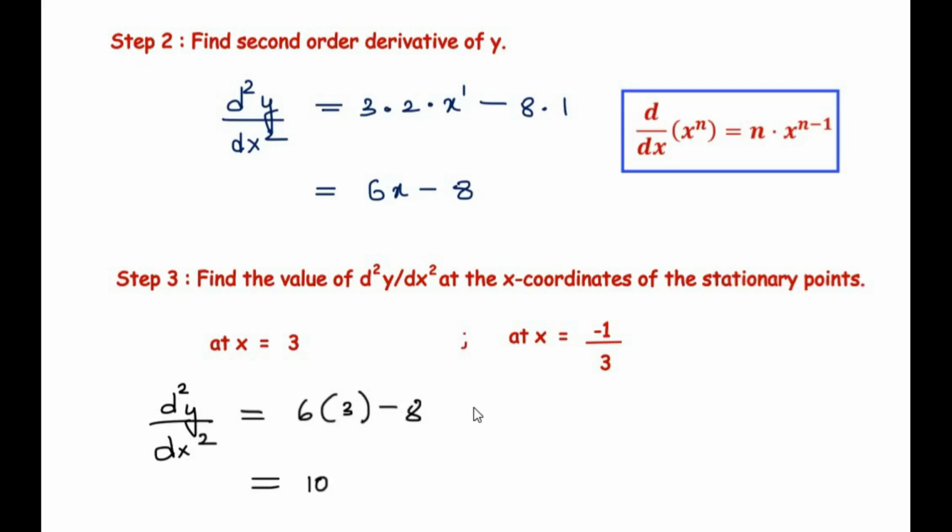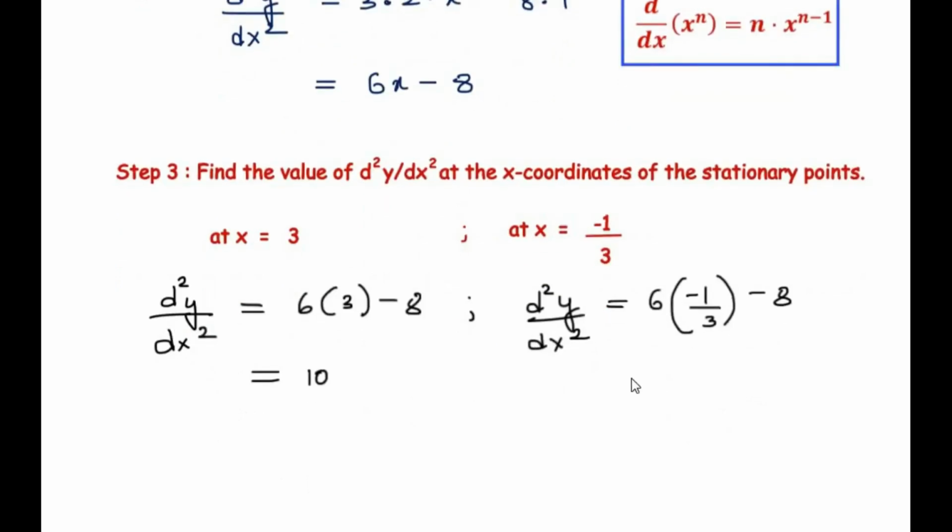Now repeating the same steps, we have d square y by dx square is equal to 6 times minus 1 over 3, so let us write here minus 1 over 3, minus 8. So this simplifies as, 6 and minus 1 over 3, 3 one times and 3 two times, so we have negative 2, negative 8, and these two will add together to give us negative 10. So we have two values of d square y by dx square. One is a positive 10 and another one is a negative 10.